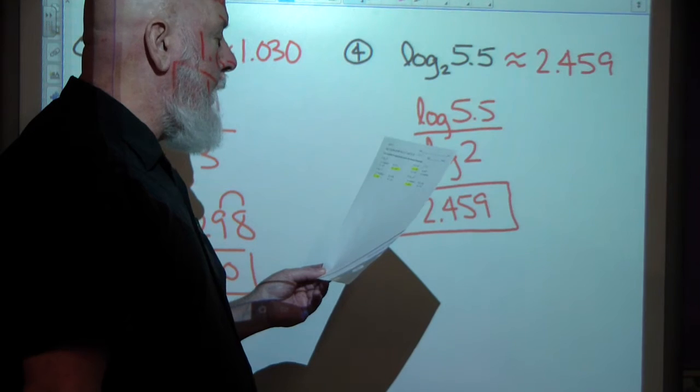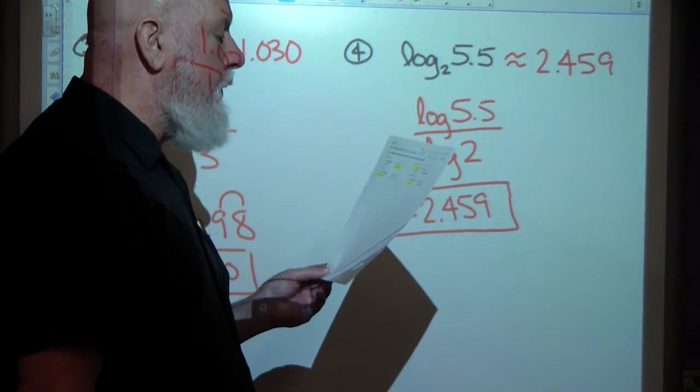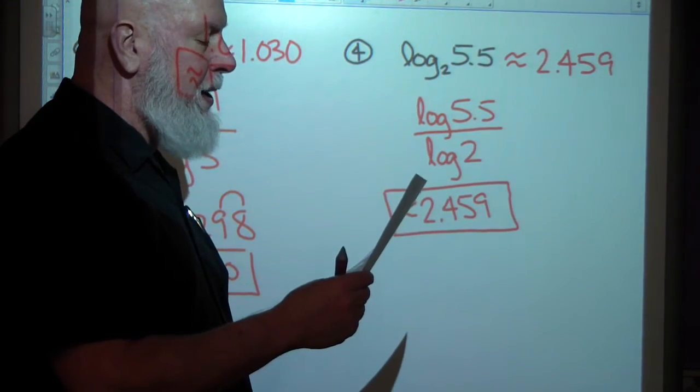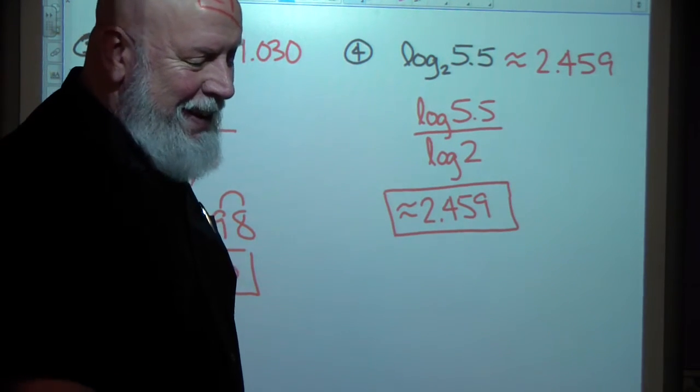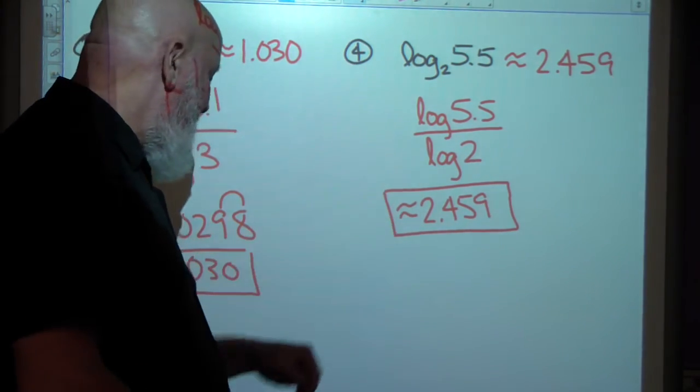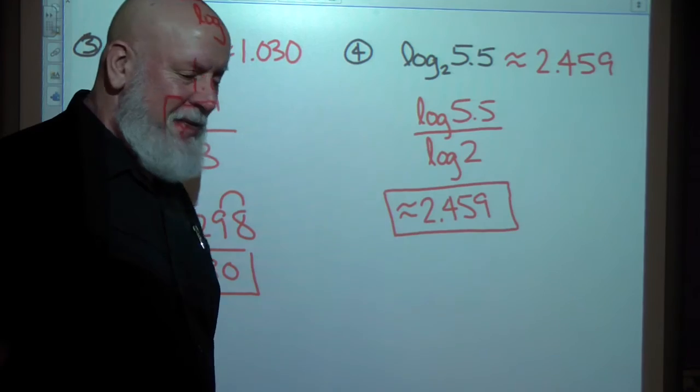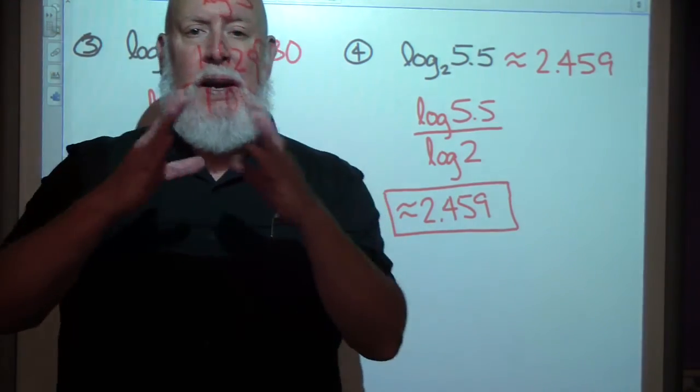It says 2.459. I highlighted the wrong one. 2.459. I'm getting old and bringing down, because that is correct. I just highlighted the wrong answer. There's something wrong with my brain. You can do this.